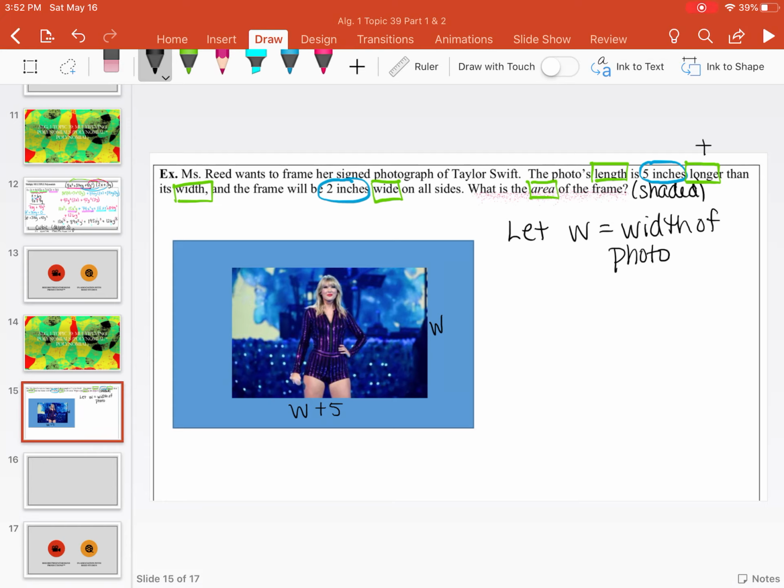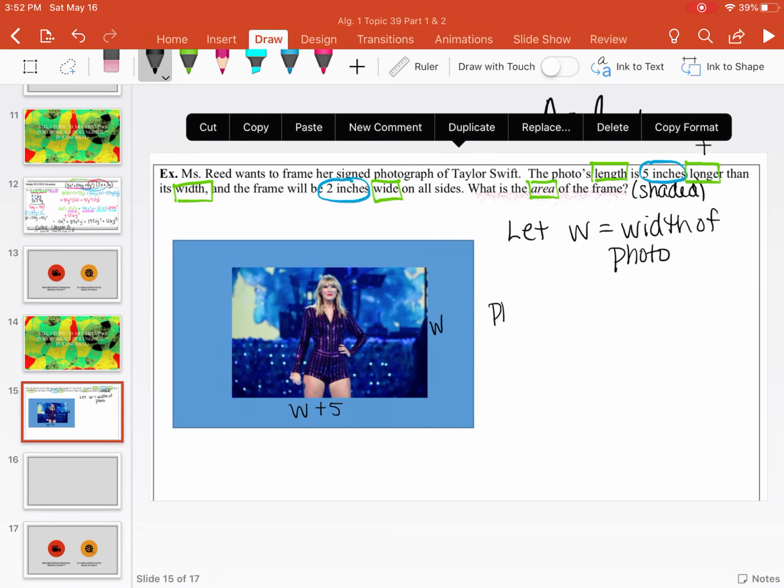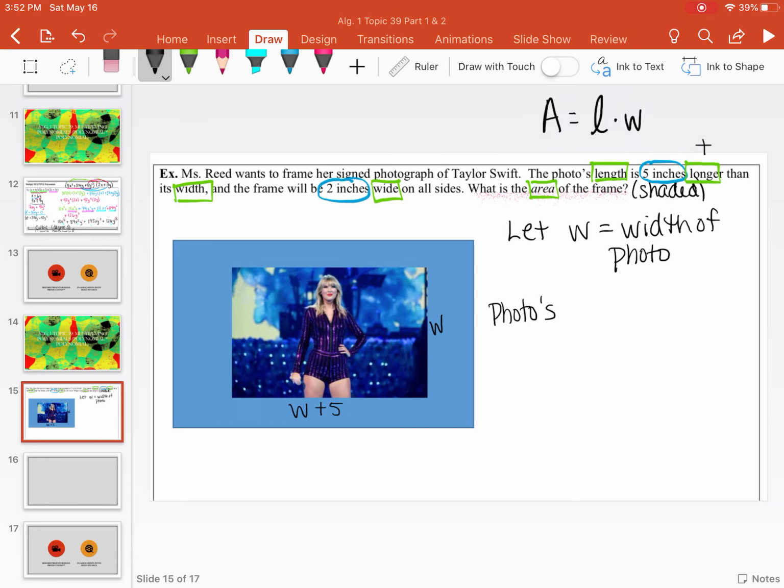Now because we're dealing with the entire area, we have to first think of what is the formula for the area of our shape here. Our shape's a rectangle. So area is length times width. So if we want the photo's area, we want to think about the dimensions, which in this case, our length is W plus 5, and our width is W. So this is our length times our width.